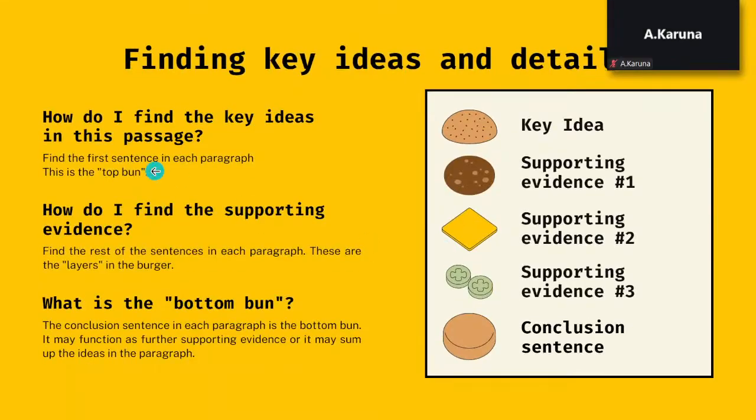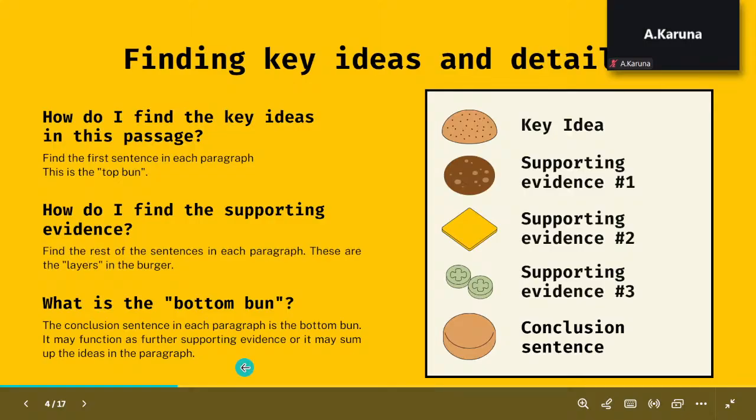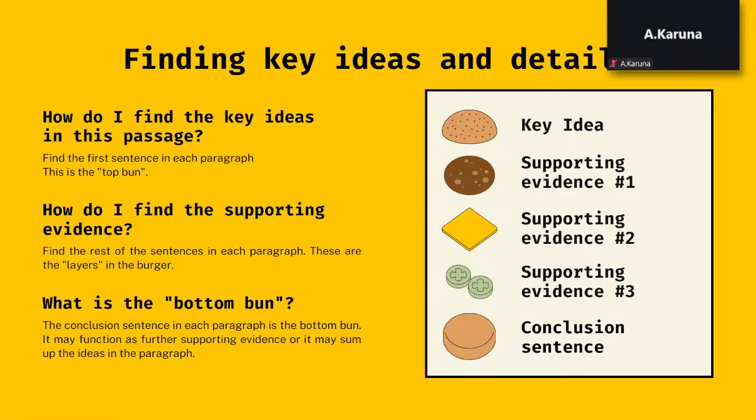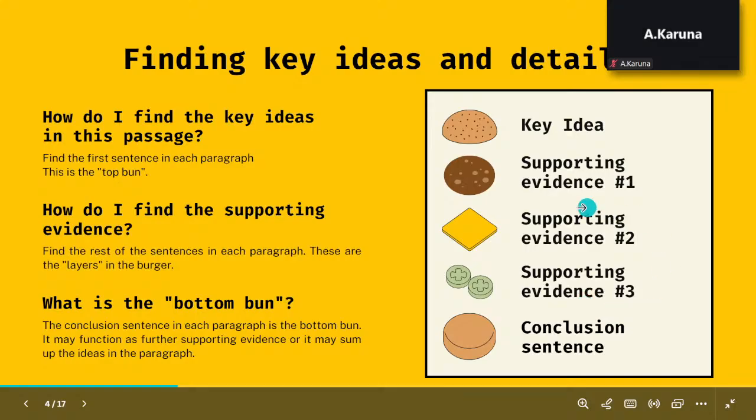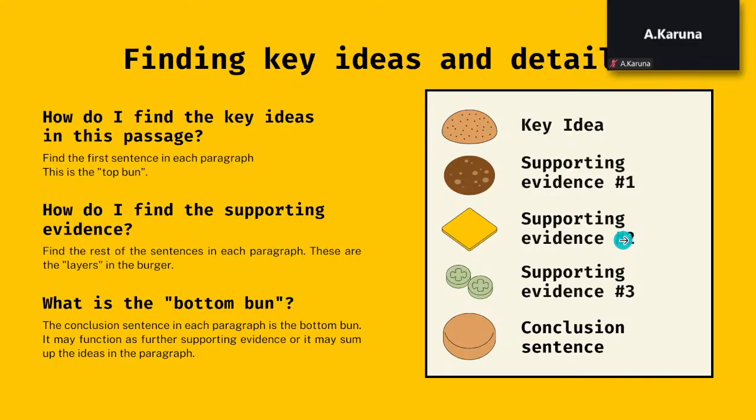Sorry. So, like I said, in a burger, the first on top is a bun. And in the same way, when you're writing a paragraph, the first sentence in each paragraph is the top bun. Now, how do I find the supporting evidence? Well, you find the rest of the sentences in each paragraph. These layers are in the burger. Okay? So your evidence is all the good stuff in the burger. So your patty, your cheese, your vegetables, that's your supporting ideas. So each sentence is a supporting idea.